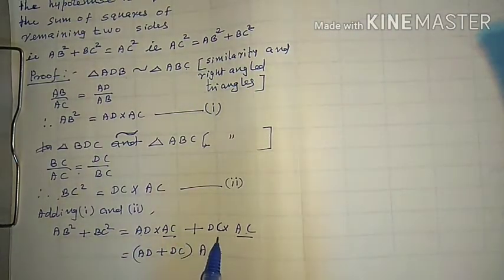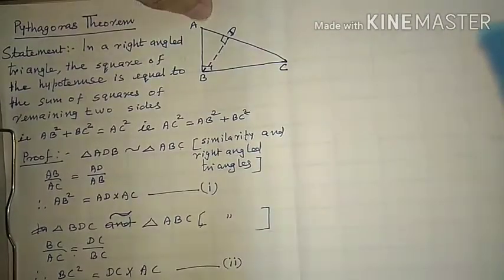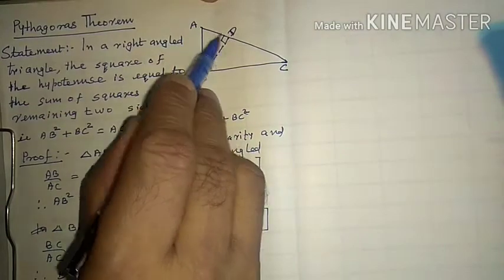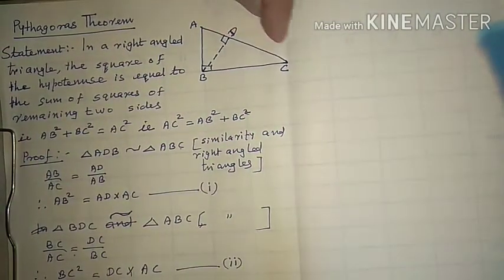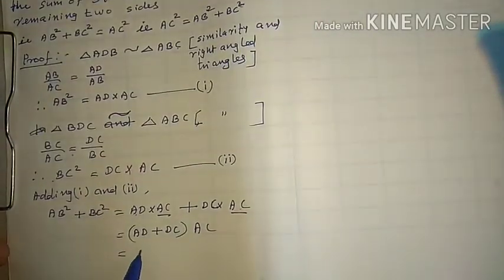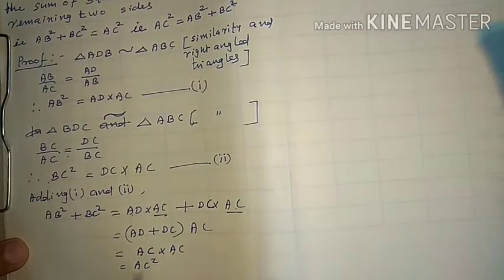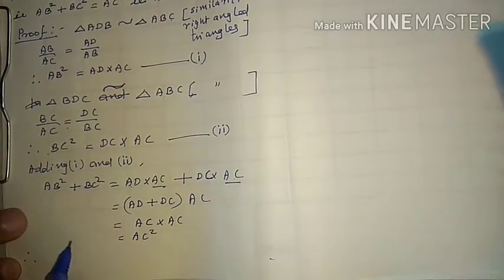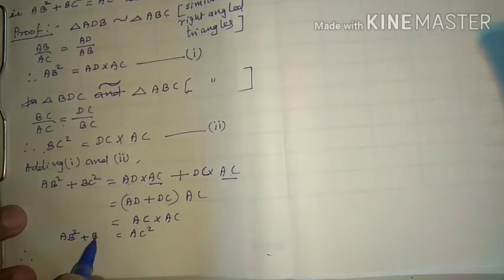Then AD plus DC into AC. What is AD plus DC equal to? AD plus DC is equal to full AC. So this is AC into this AC, that is AC square. This is what you are getting: AB square plus BC square equal to AC square.